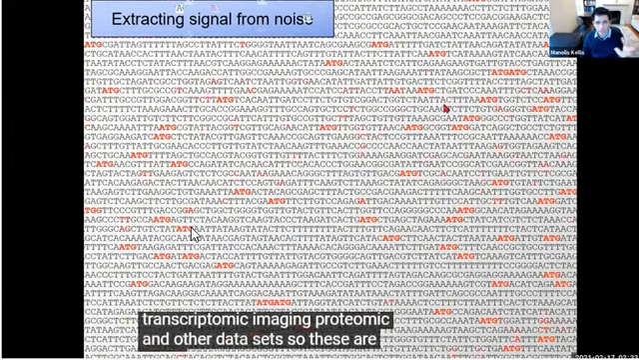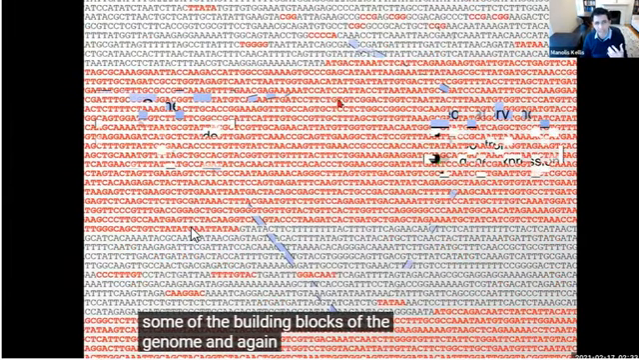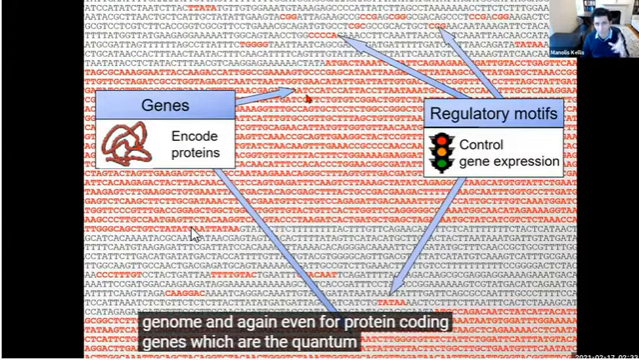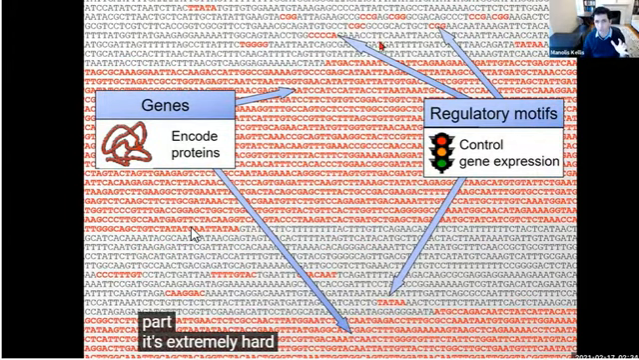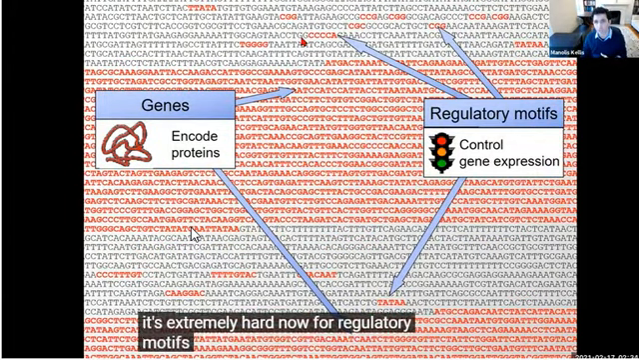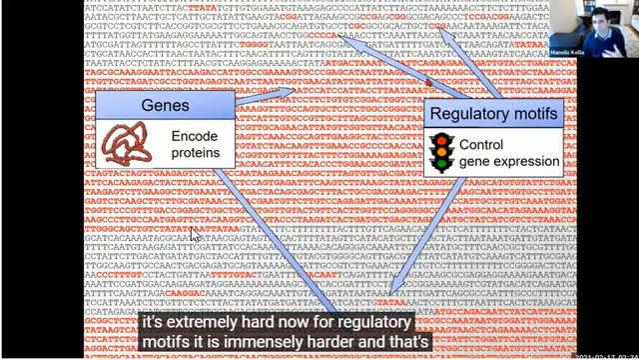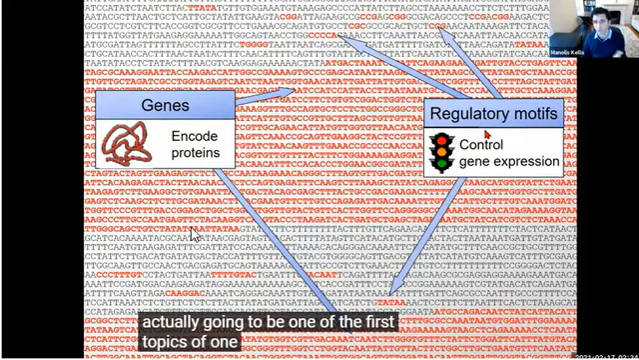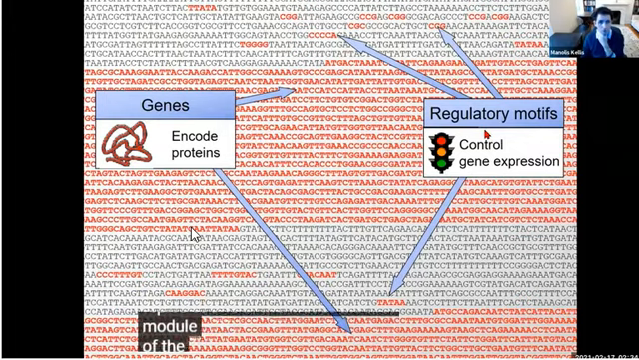So these are some of the building blocks of the genome. And again, even for protein coding genes, which are the quote unquote easy part, it's extremely hard. Now, for regulatory motifs, it is immensely harder. And that's actually going to be one of the first topics of the first module of the class.